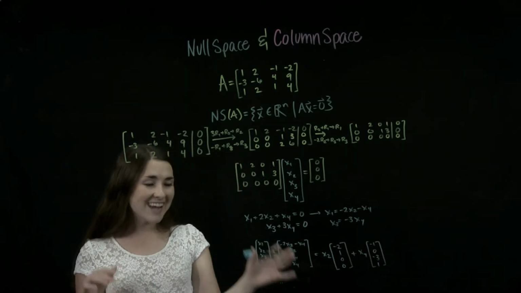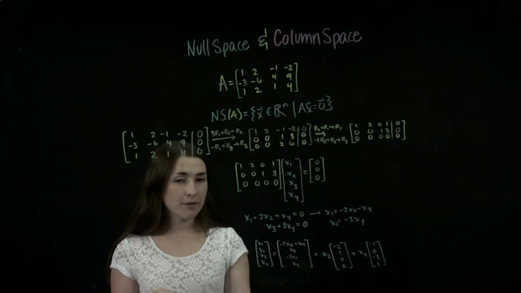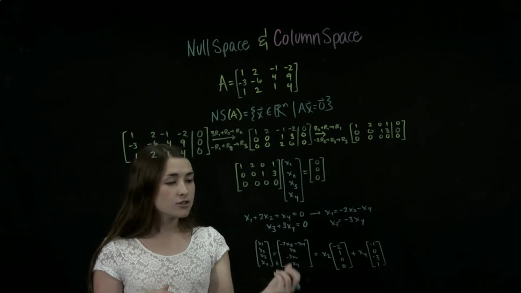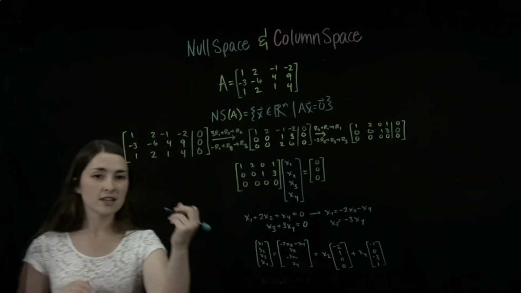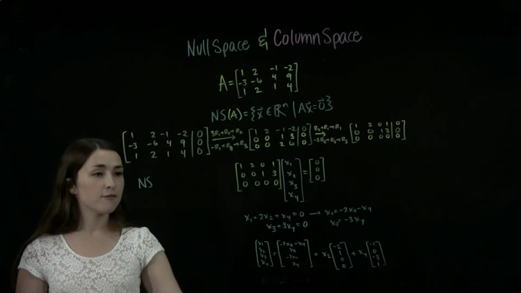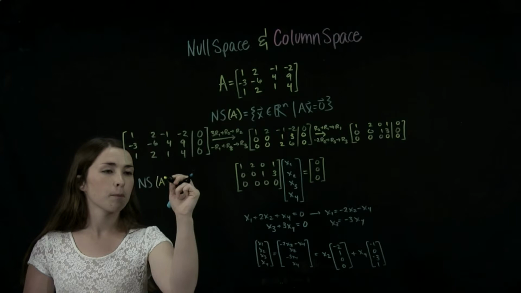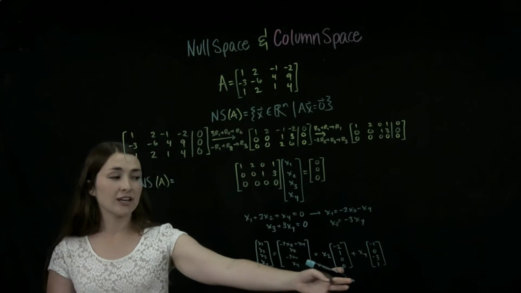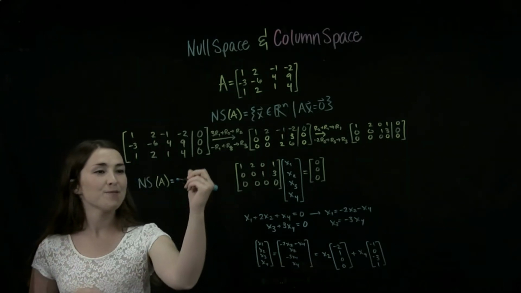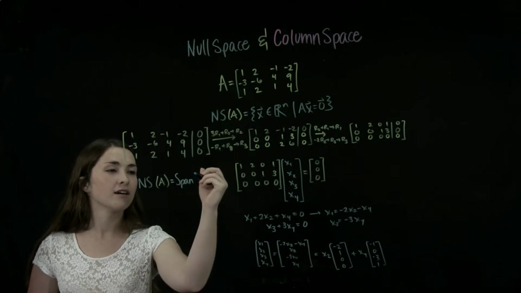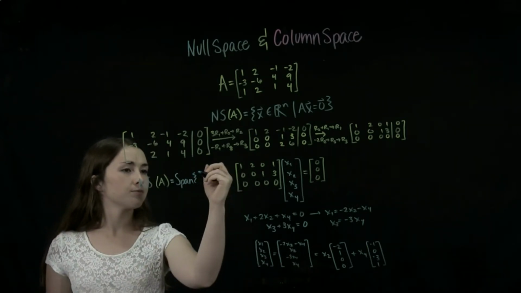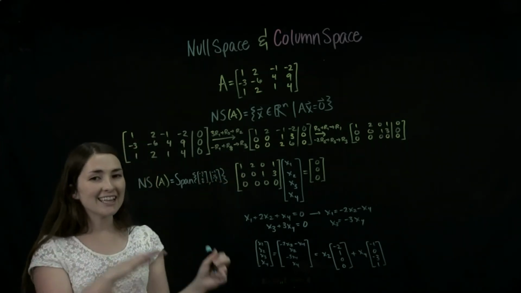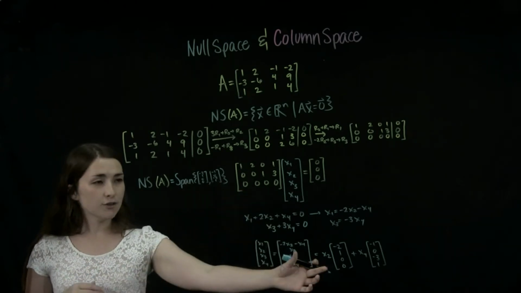So what this is telling us is any linear combination of these two vectors is going to be a solution of our null space. So we can write our null space as this. So our null space of our matrix A is going to be equal to, okay, so it's any linear combination of these two, right? So remember, we have a fancy word for that, and it's going to be equal to the span of these two vectors in R4. So our null space is any linear combination of these two vectors.